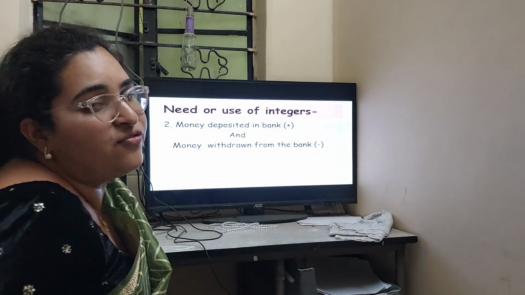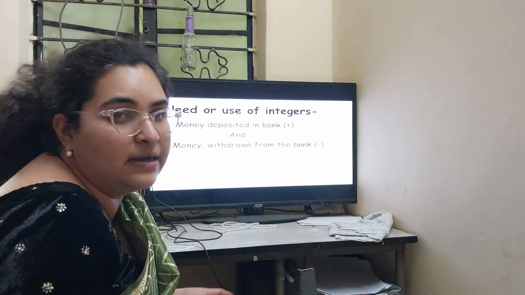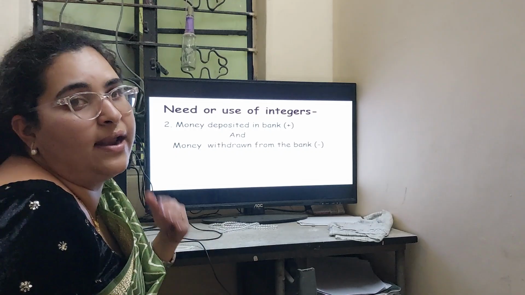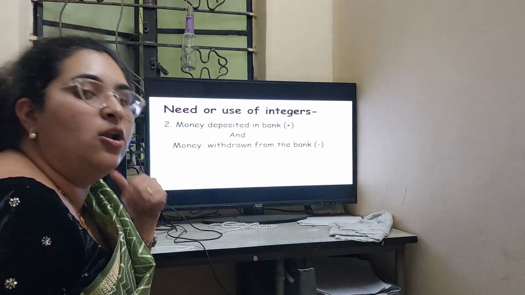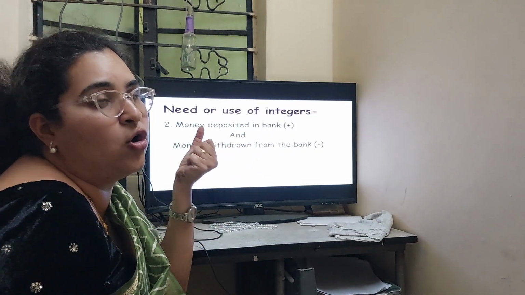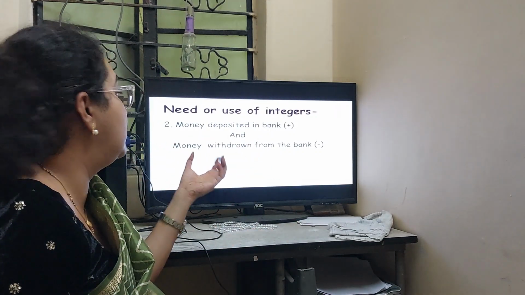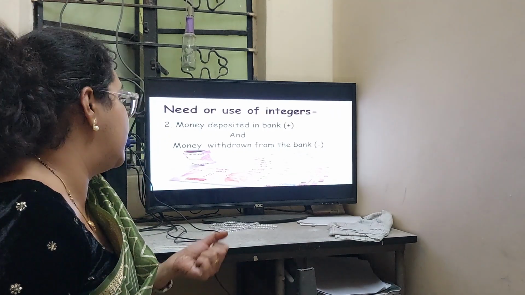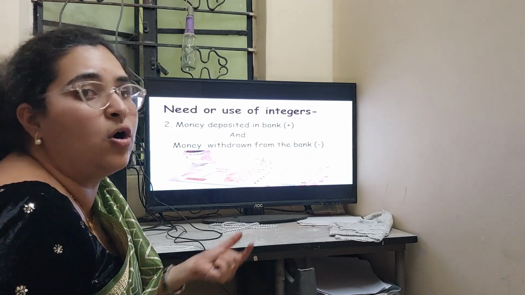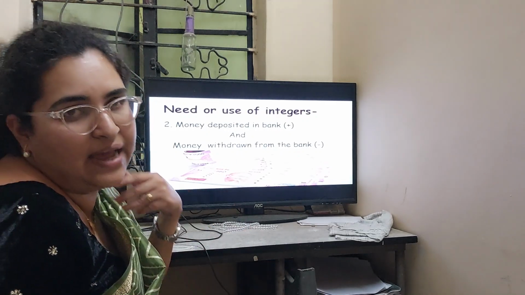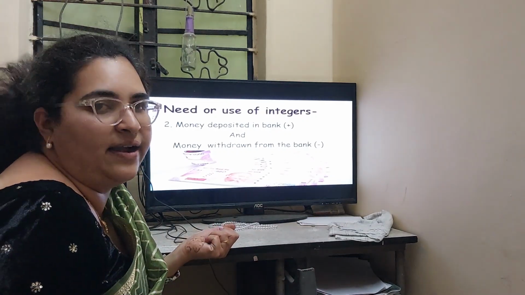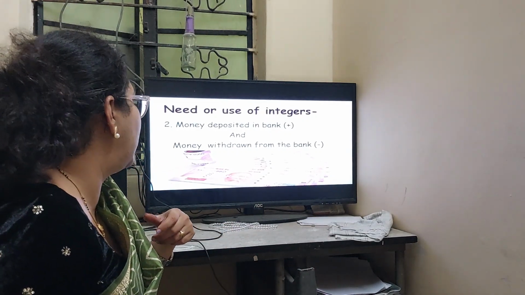Now here, if I deposit some money into the bank, that is the money is added to my account, we represent it as positive. Along with that, if I withdraw or take out the money from the ATM or from the bank, then we represent it as a negative integer. For example, all the money transactions that we do in our bank account or in our day-to-day life, when I get the money, I represent it as positive, and when I give the money, I represent it as negative. Let us understand this by one more example.